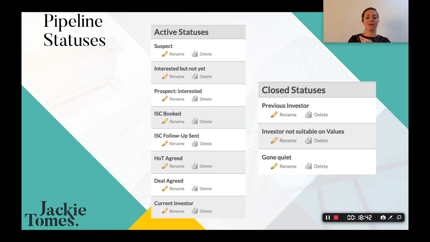And the one after that we have as current investor, which is where someone is actively investing in a project. And you just keep them there because quite often your current investors will become your next investors for the next project, so you still don't want to forget who you've got currently with you in projects, so that you can then recycle them back around to deal agreed again on the next one.